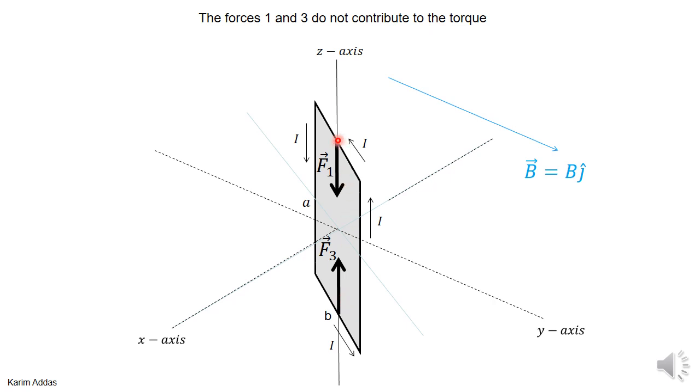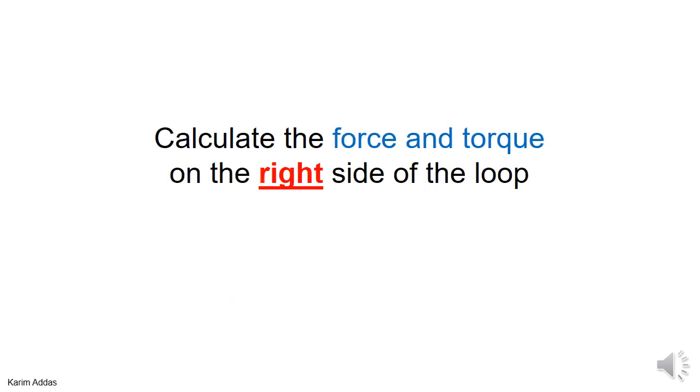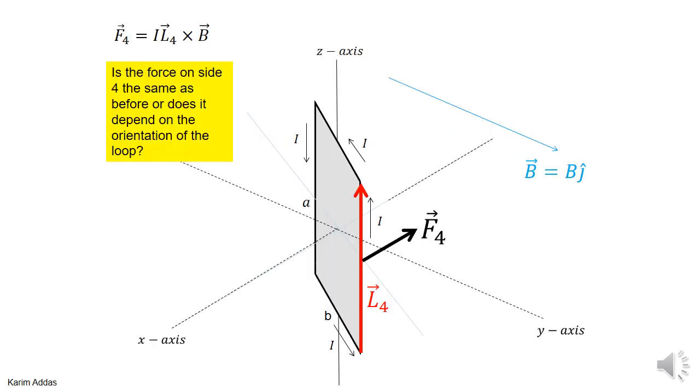The total force is acting at the center, and when you get R crossed into F, you get 0. These forces are not trying to rotate the loop. So the forces that we are interested in then is the force on the right side of the loop. And so let's get that first.